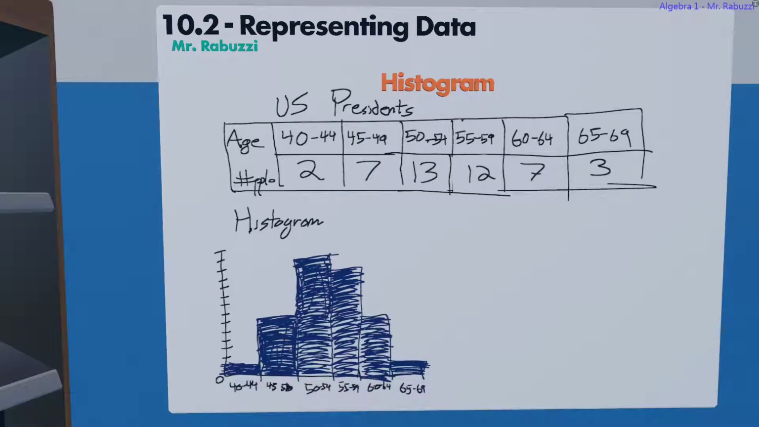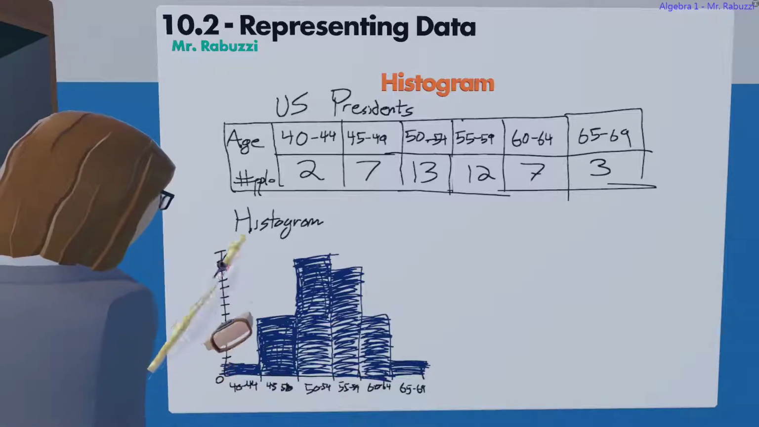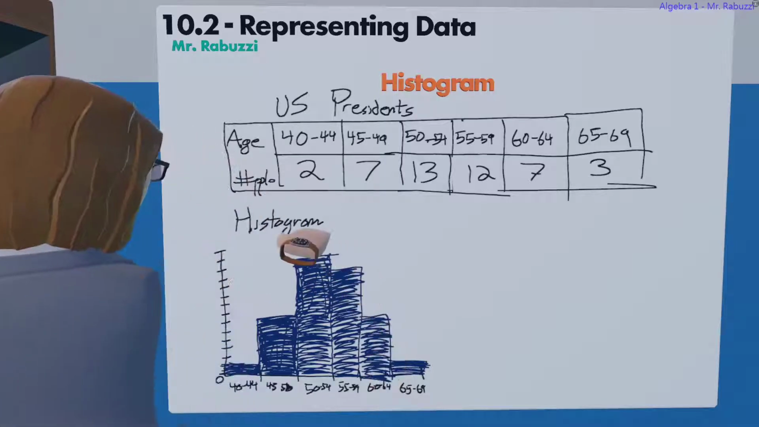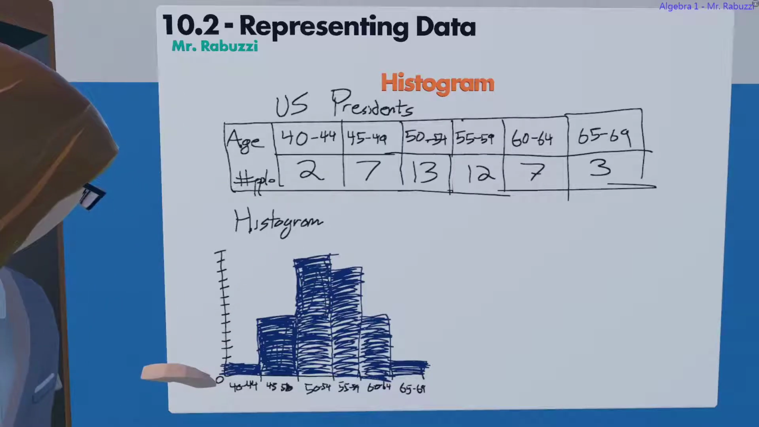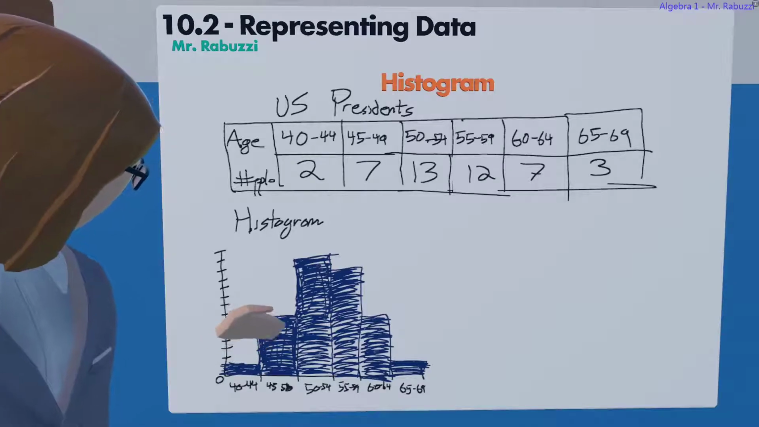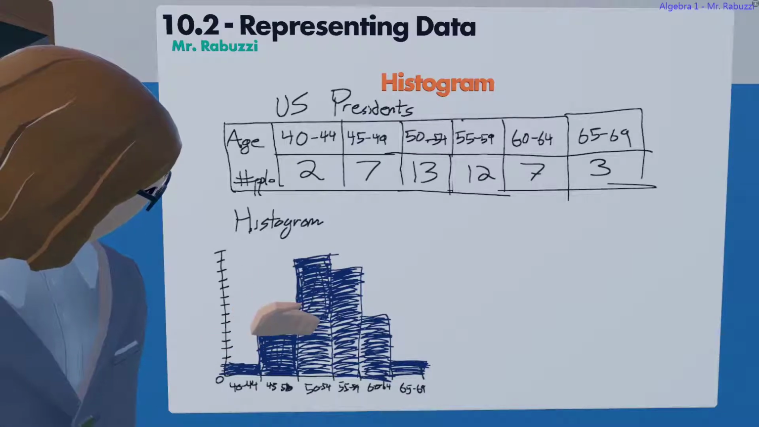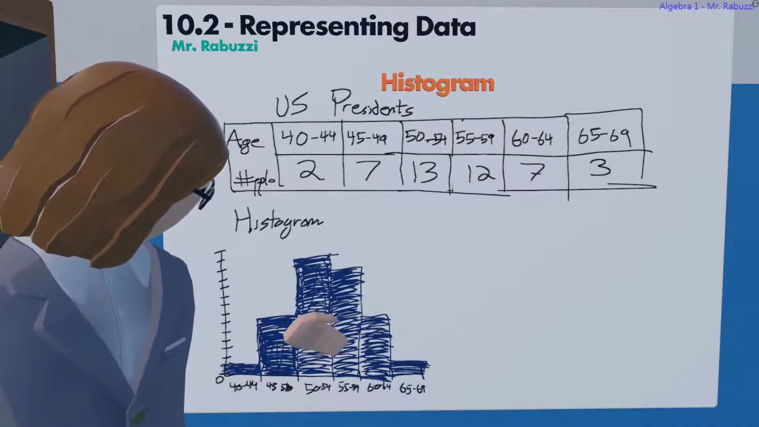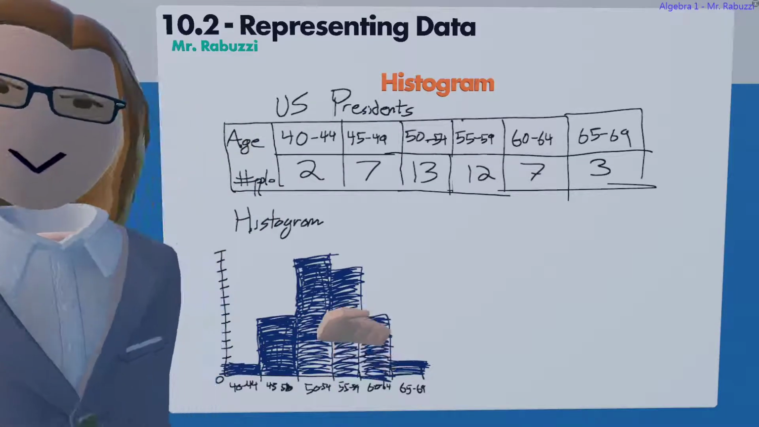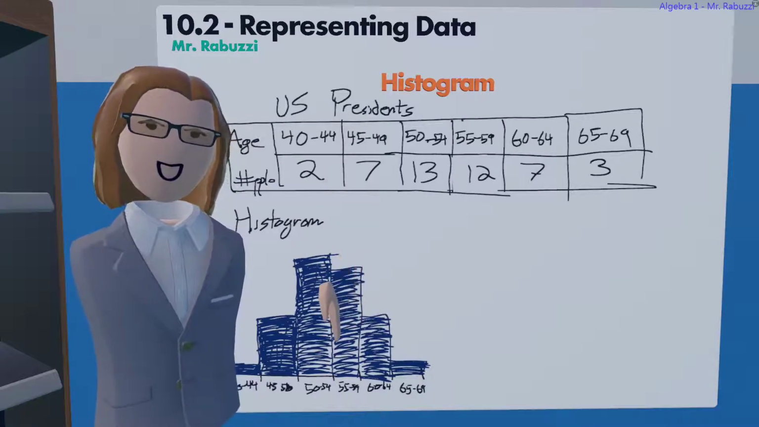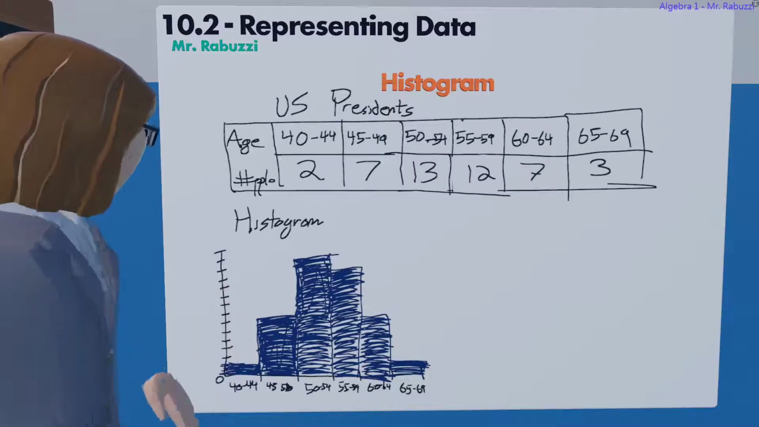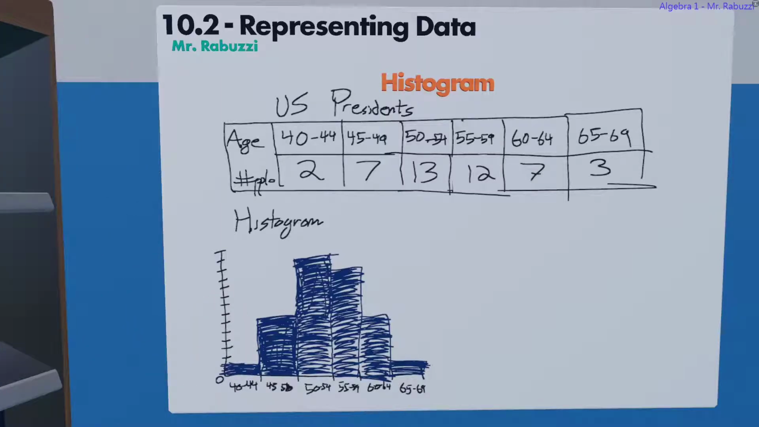So this way you can see, look at that nice little mountain right there, right? It's called a curve. Nice little curve that we could draw around it. So a few people were 40 to 44, and then more people were older. The most people were 50 to 54 and 55 to 59. Then it goes back down as you get older. So a lot of people that became president were these two ages, right? That's a histogram. Now we're going to talk real quick about a cumulative histogram.